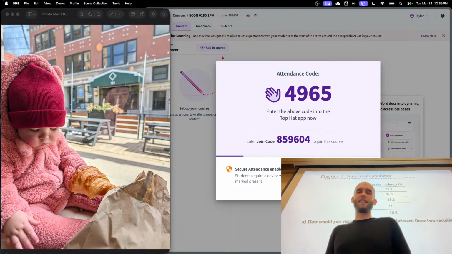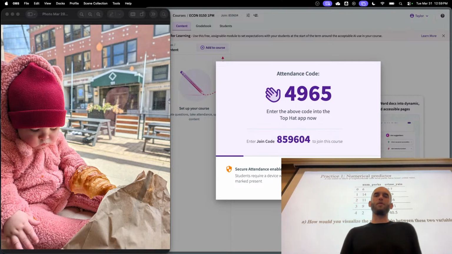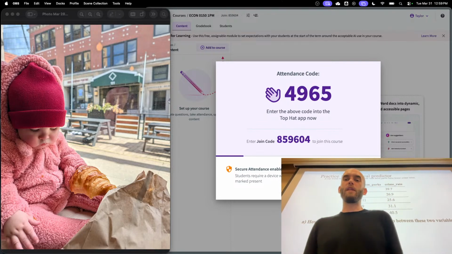Okay, so here's a data set. I have two variables, the number of parks and the crime rate. So this is sort of like a part two kind of question. How would you visualize a relationship between these two variables? So we'll take a little moment here.